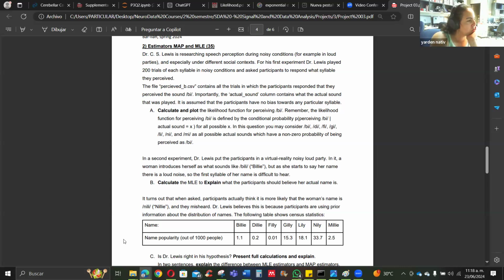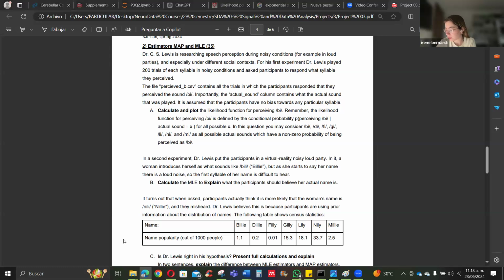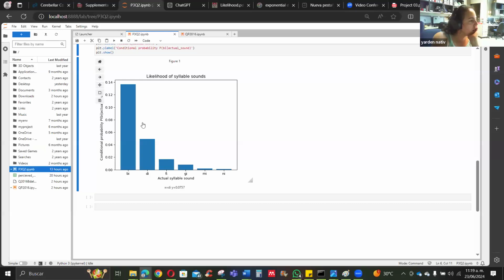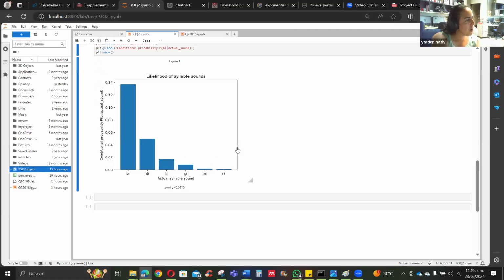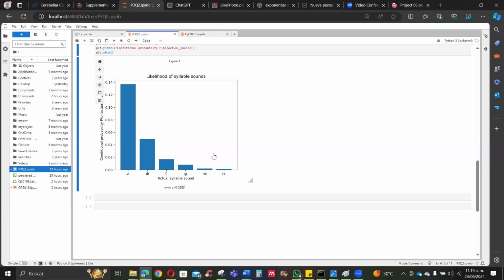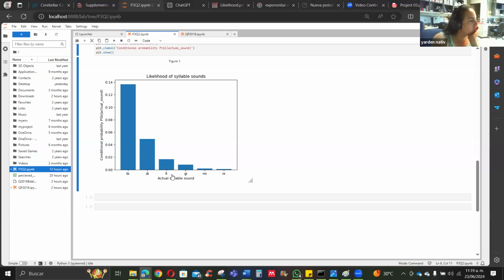This is the likelihood, right? Likelihood of the presented sounds. Okay. So this is fine, and this would be the answer for A. And I would probably just add the numbers of each one, either by text or on the bars themselves, yes.